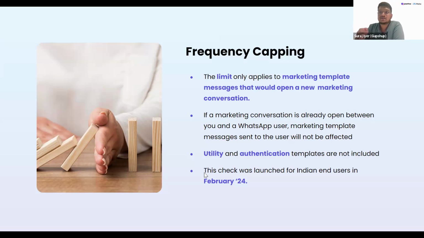Also, Meta does not reveal that, say, this message was not delivered due to frequency capping. Meta is not explicitly mentioning that this is the reason why the message was not delivered. Because in that manner, all the businesses or partners can go ahead and calculate what the limit can be for an end user. So according to Meta's privacy policy, they are not revealing this.